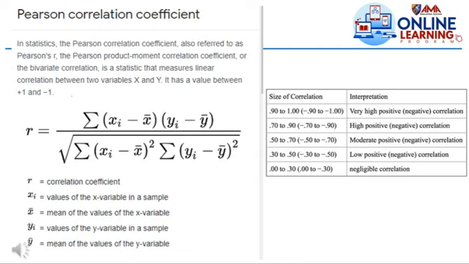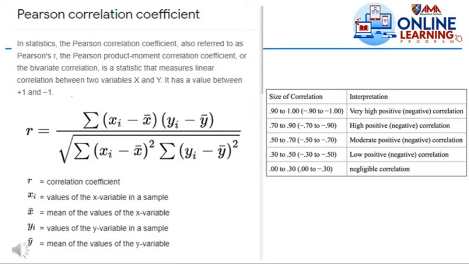Then we have here from 0.3 to 0.5, low positive or negative correlation, either of the two. If the value is positive, it has low positive correlation. If the value is negative, we have low negative correlation. Third is 0.5 to 0.7. We have moderate correlation, either positive or negative.